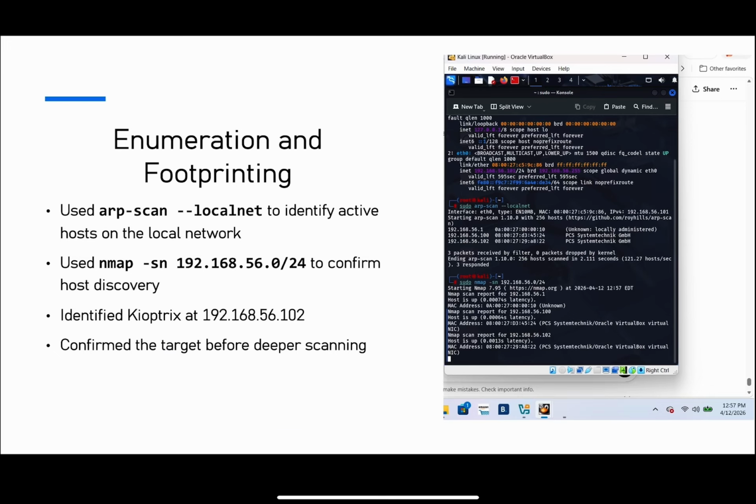After setting up the lab environment, I began with enumeration and footprinting. I used the ARP scan to identify active hosts on the local network and then used Nmap with the ping scan options to verify host discovery. This step was important because it confirmed that the target system was online before running deeper scans. Enumeration helps build an understanding of the network and makes it easy to identify likely attack paths based on researchable systems and services.